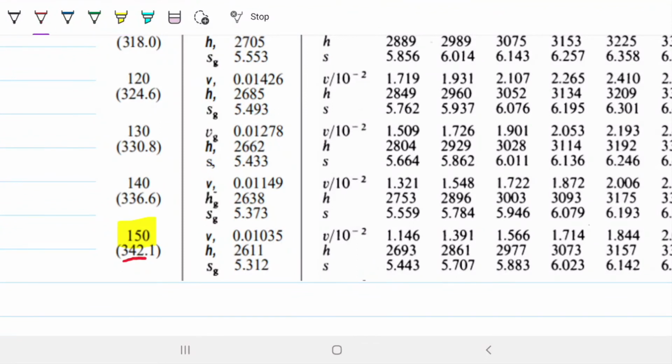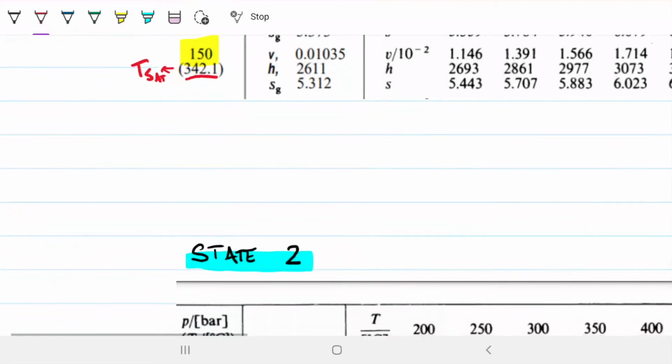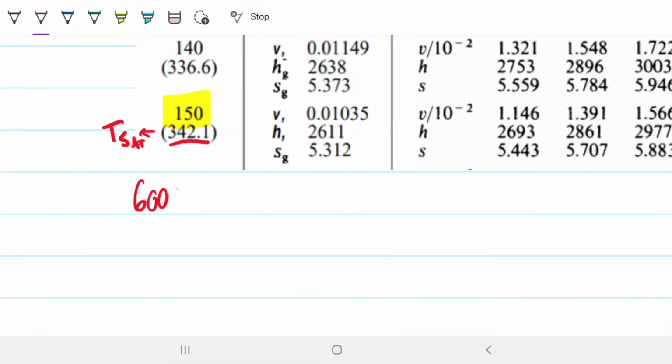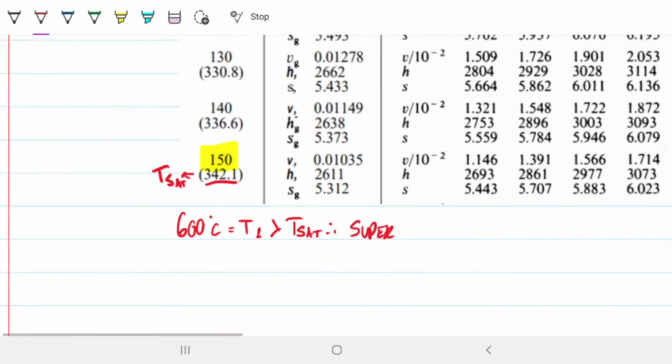And what you'll see here is that you have the saturated temperature as well. The saturated temperature at 15 megapascal is 342. Our temperature is 600, which is equal to T1, which is greater than Tsat, which is 342. So therefore, we can be sure this is a superheated fluid. So we don't have to guess, we can be sure.